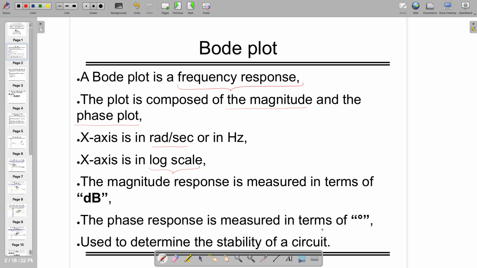Similarly, the magnitude response is measured in terms of decibels. Decibel is already known to us. It's 20 log base 10 of some ratio. That is going to give you the decibel, and the phase response is in angle, or in degrees. In general, we use it to determine the stability of a circuit, or maybe this is applicable to any system. It's not only a circuit, but we are calling it a circuit because we are studying analog circuit design.